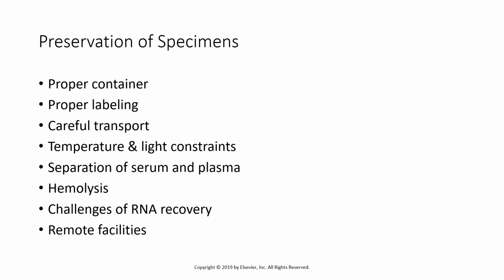Preservation of specimens: you want to use the proper container, labeling, and make sure you have careful transport. There are sometimes temperature and light constraints. As I mentioned previously, you have some specimens that are required to be in the fridge or in the freezer or are protected from light. The separation of serum and plasma: some tests require that you pour off the serum or plasma before sending it out for evaluation.